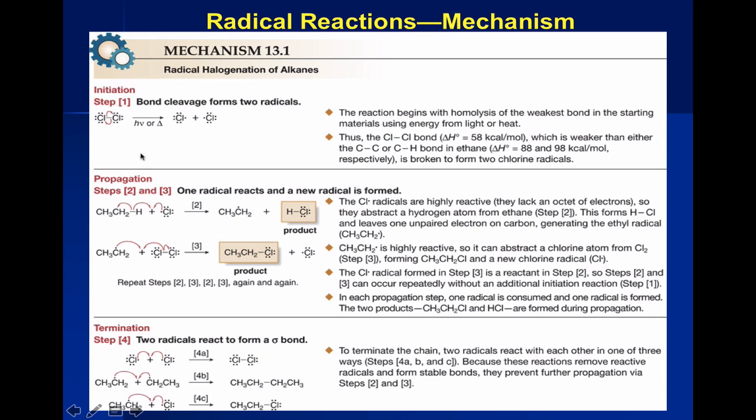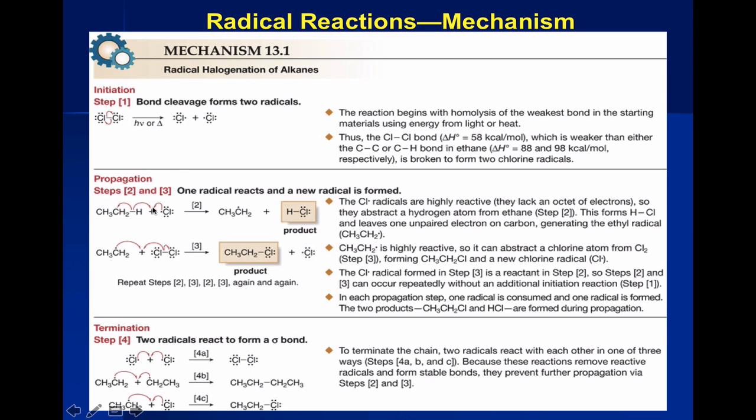And you can identify the initiation because you have no radicals on the left and you generate radicals on the right. And if you go back and look in your bond dissociation enthalpy list, you'll see that the chlorine-chlorine bond is actually fairly weak. And so when you take ethane and chlorine and you shine a bright light on it, the first step is the generation of radicals, and those radicals are chlorine radicals.